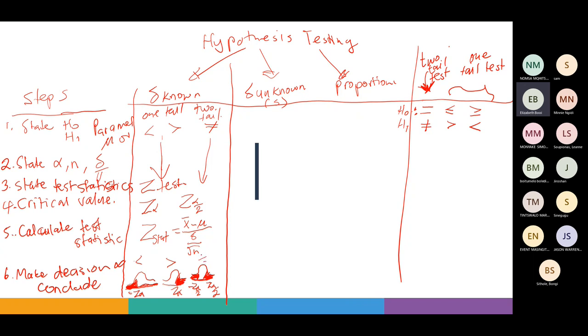For a two-tailed, when it is not equal, if it falls on either side, the shaded area, you reject. If it falls in the not shaded area, you do not reject. And that's how you will make a decision based on the information that you have.